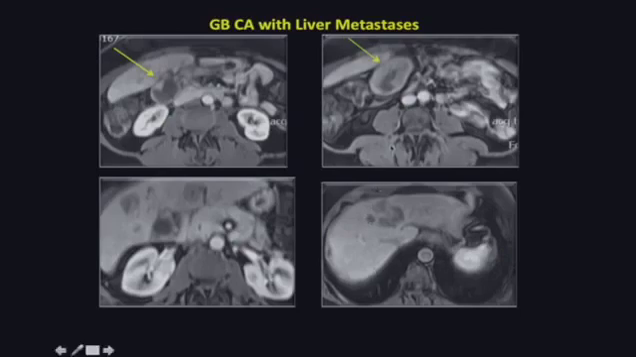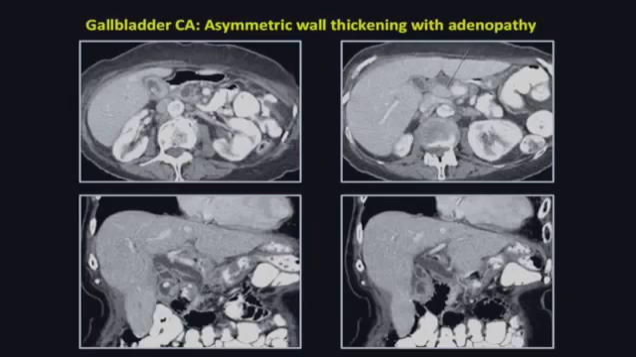Here is the MR exam of that patient, showing diffuse thickening of the gallbladder wall, which is enhancing, but look at the irregular asymmetric thickening of the gallbladder wall, in addition to presence of multiple liver metastases in this patient with advanced stage of gallbladder carcinoma. Here's a case on CT, again, to emphasize the irregular, nodular, asymmetric thickening of the gallbladder.